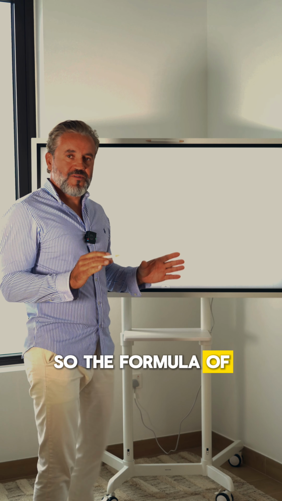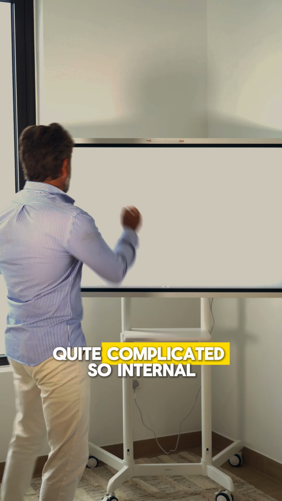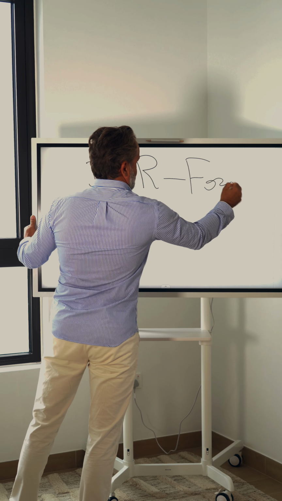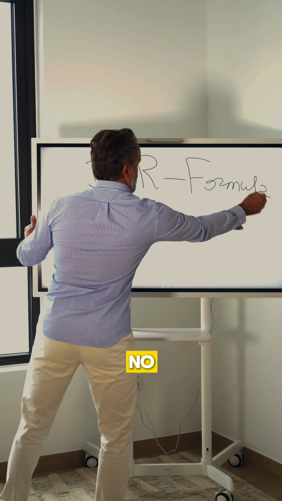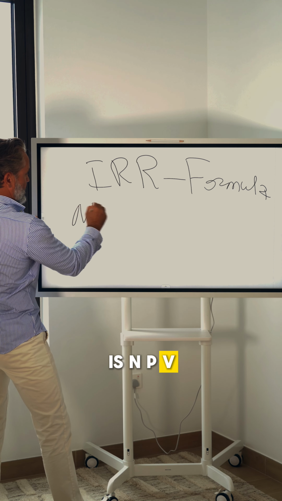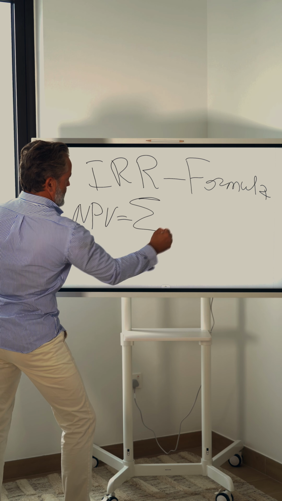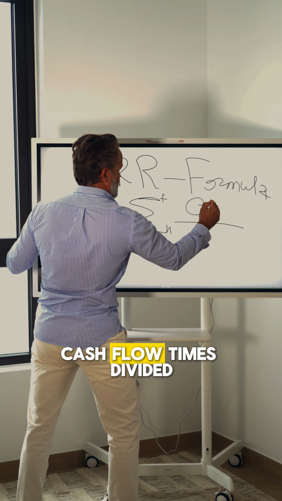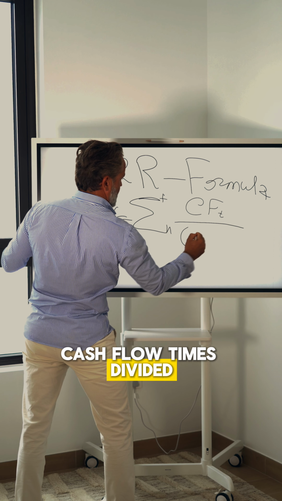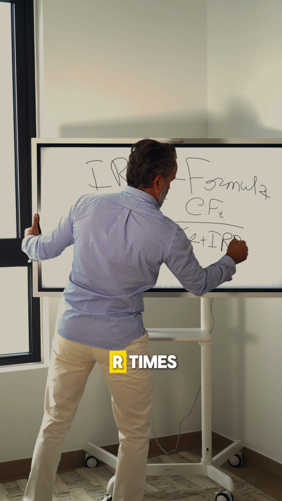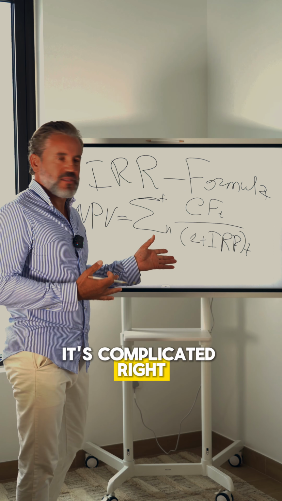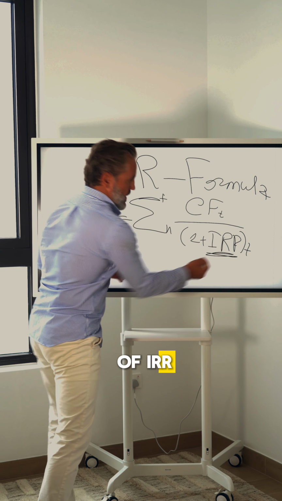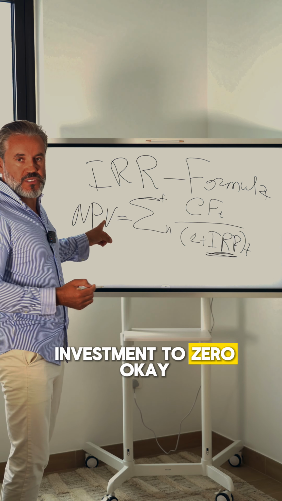So the formula of internal rate of return is actually quite complicated. Internal rate of return formula: NPV is the sum over the number of periods of cash flow divided by 1 plus IRR to the power of the period. It's complicated, right? But I'll explain in simple words. You need to find the right discount rate, the IRR, which brings your net present value to zero, okay?